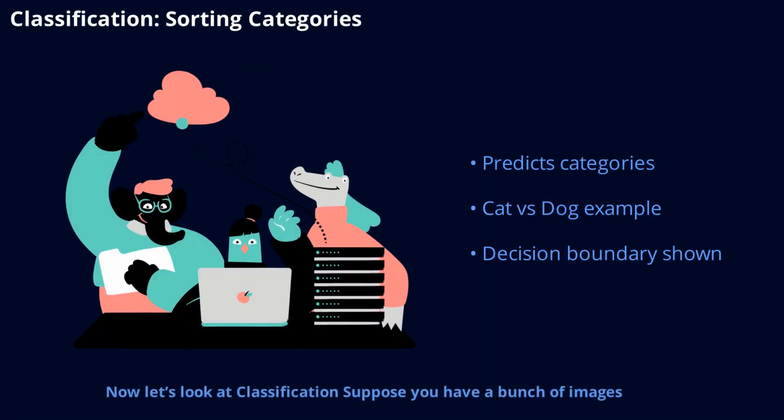Now let's look at classification. Suppose you have a bunch of images, some of cats and some of dogs. The model learns to sort these images into categories, cat or dog, based on labeled examples. In the animation, you'll see a decision boundary that separates the two groups. Classification is used for tasks like spam detection, medical diagnosis, or recognizing objects in photos. It's all about predicting which category something belongs to.